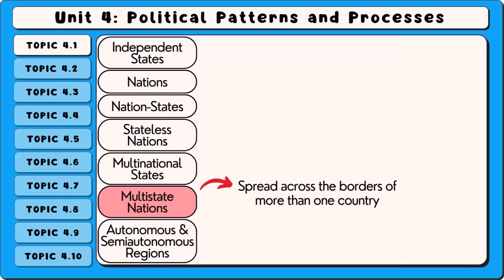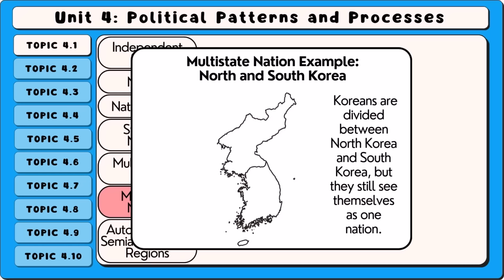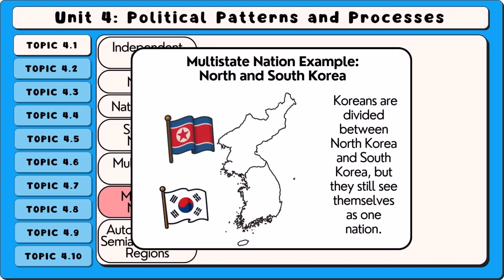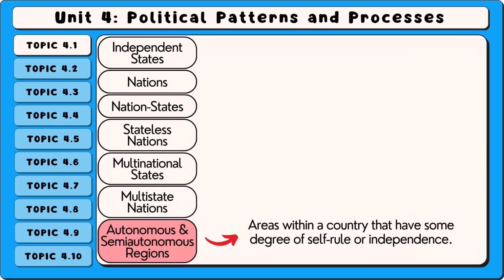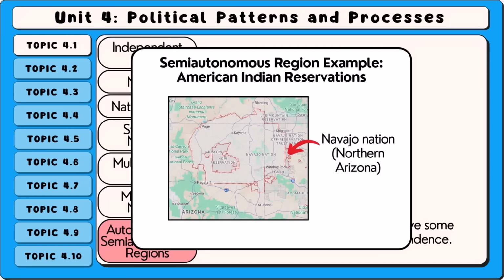Multi-state nations are nations that are spread across the borders of more than one country. For instance, Koreans are divided between North Korea and South Korea, but they still see themselves as one nation. Autonomous and semi-autonomous regions are areas within a country that have some degree of self-rule or independence. For example, American Indian reservations in the United States are semi-autonomous regions because native nations have their own governments and laws in certain areas, even though they are still part of the larger country.